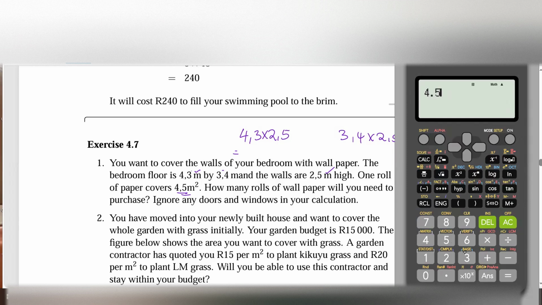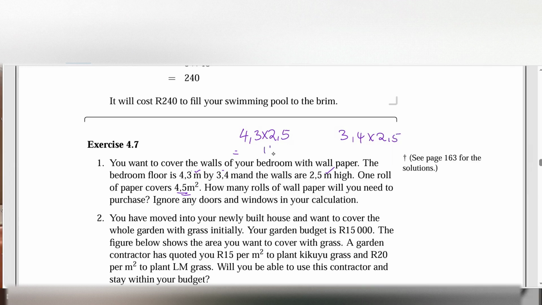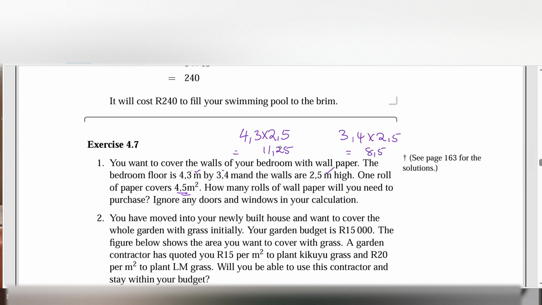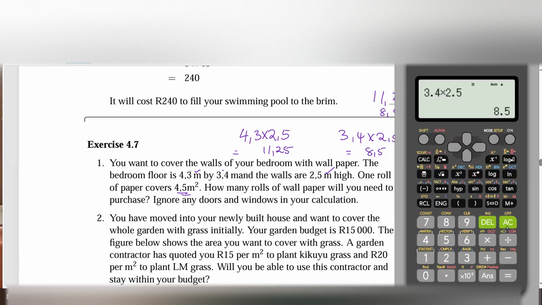Okay, let's see. So 4,3 multiplied by 2,5 gives me 11,25. And then 3,4 multiplied by 2,5, that becomes 8,5. But now this is one wall, that's one wall. In a room, there has to be four walls. So you can plus this and then multiply by 2. So 11,25 and 8,5 gives me 19,75. Multiply this by 2. What does that become?